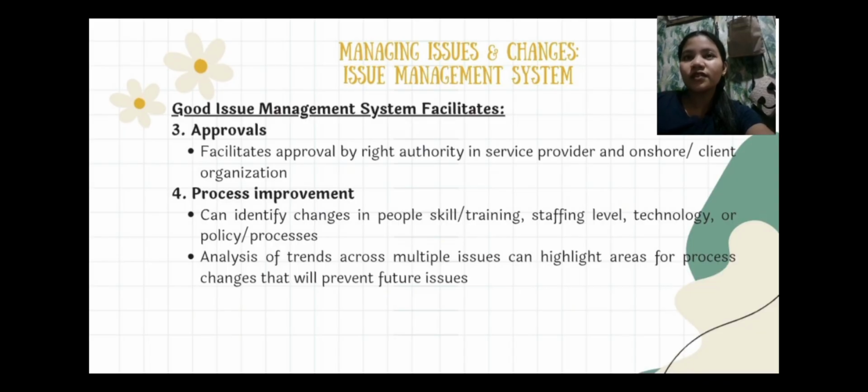The last one is process improvements. The system helps identify necessary changes in people's skills or training, staffing levels, technology use, policies, and processes. By analyzing trends across multiple issues, the system can pinpoint recurrent problems. This analysis highlights areas where process changes can prevent future issues, leading to continuous improvement.